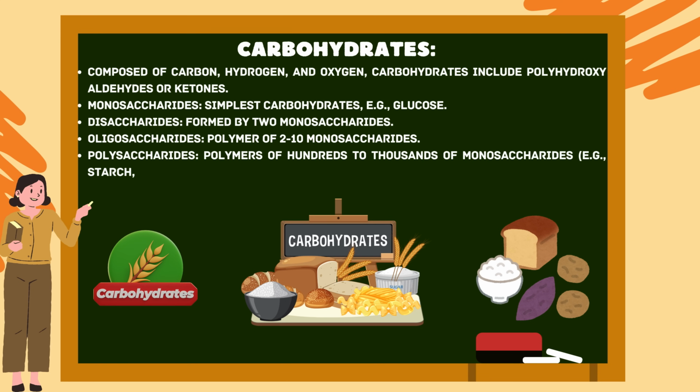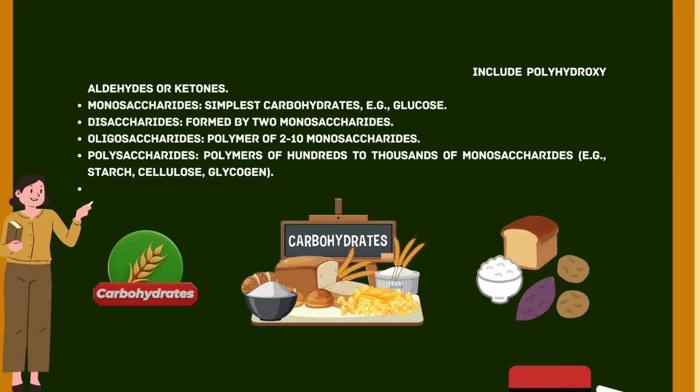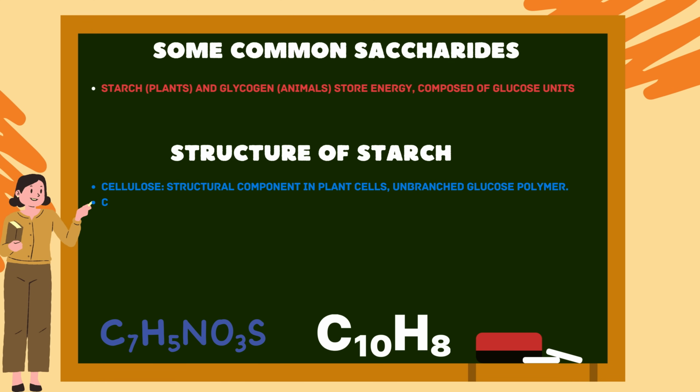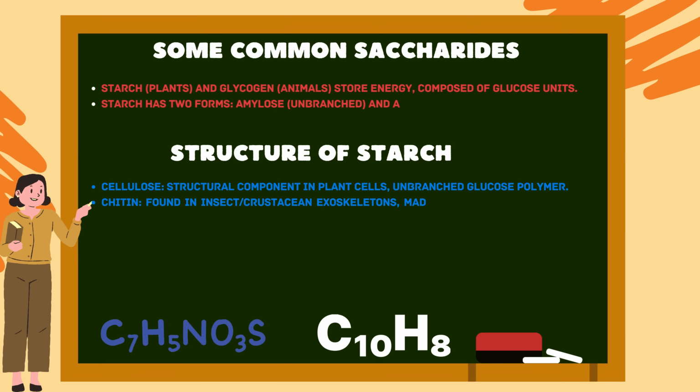Example, starch, cellulose, glycogen. Some common saccharides, starch in plants and glycogen in animals, store energy and are composed of glucose units. Starch has 2 forms, amylose, unbranched, and amylopectin, branched. Glycogen, mainly in muscles and liver, is highly branched.